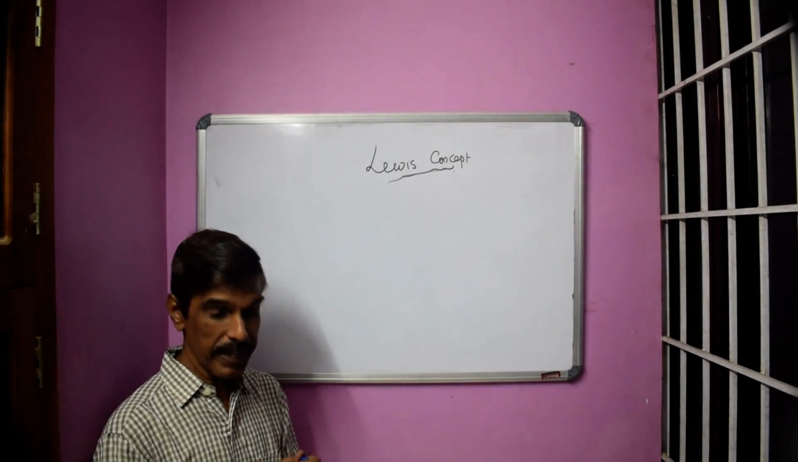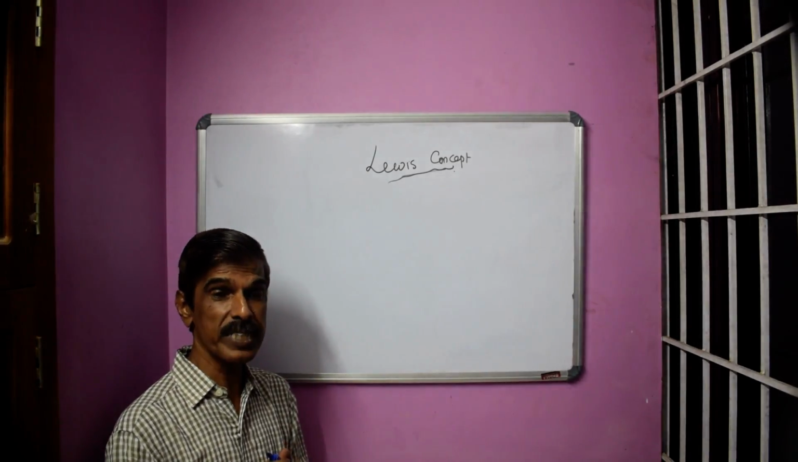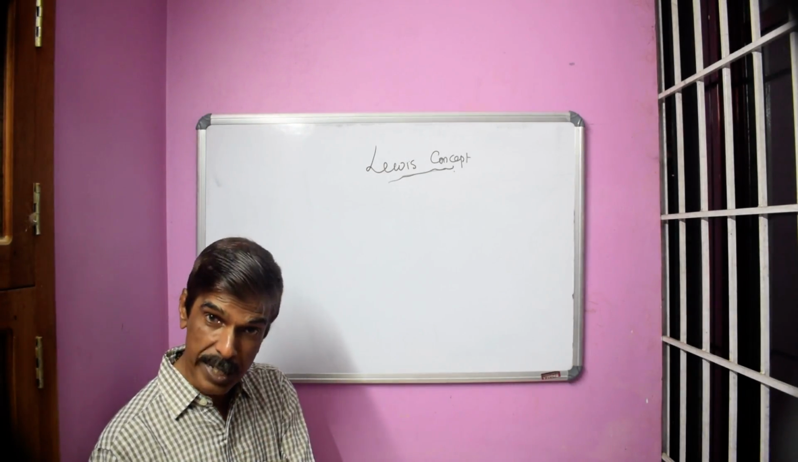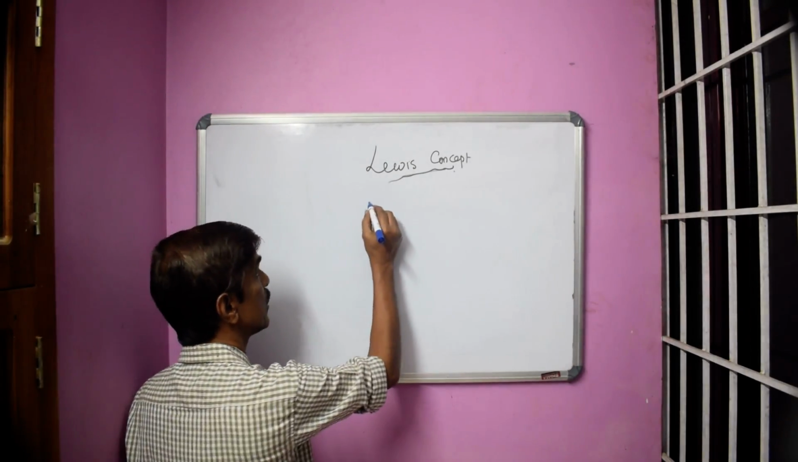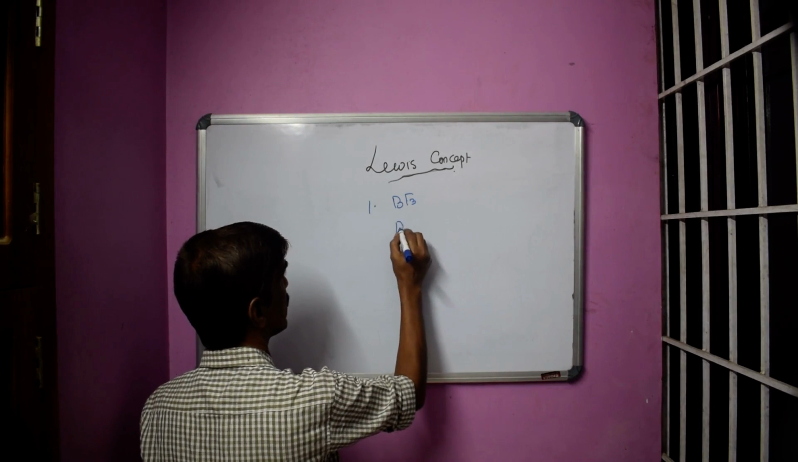Is it clear? And let us see what are the types of Lewis acids, or which type of molecules can accept a pair of electrons that is donated by the Lewis base. Electron deficient compounds like BF3 or BCl3 or AlCl3.